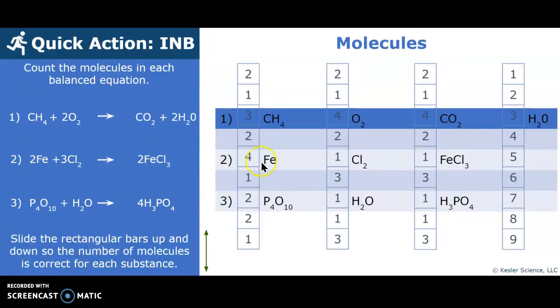Okay. So you're going to be counting the molecules in each balanced equation. So the molecules are separated by pluses. This is what goes into the reaction, the chemical reaction, and this is what comes out of it. So there has to be as many atoms of each element on the left side as there are on the right.